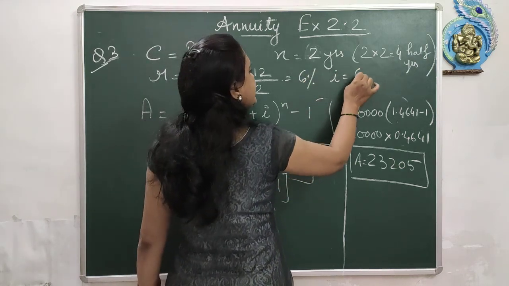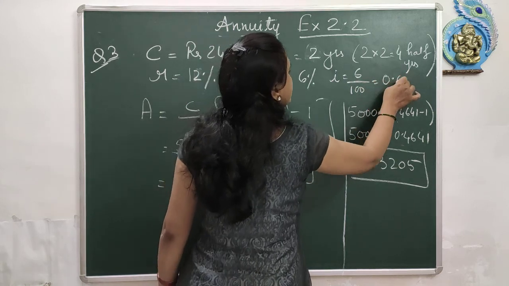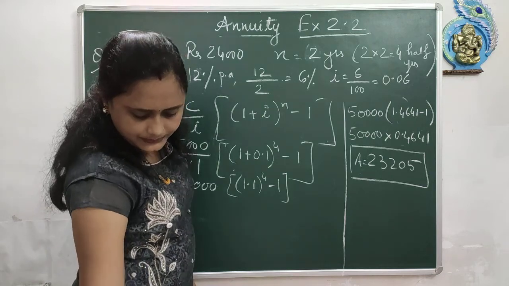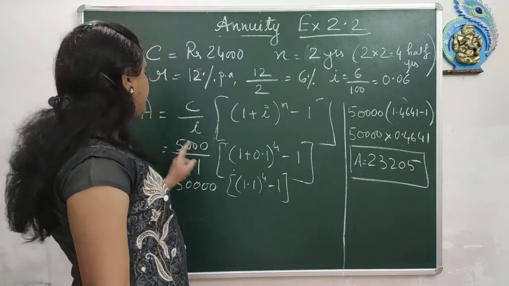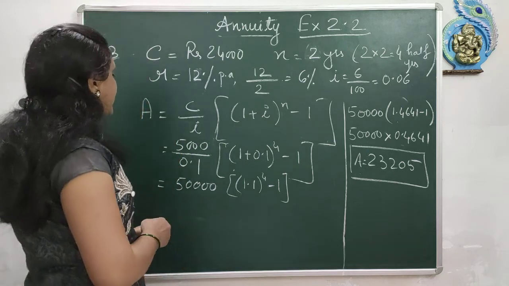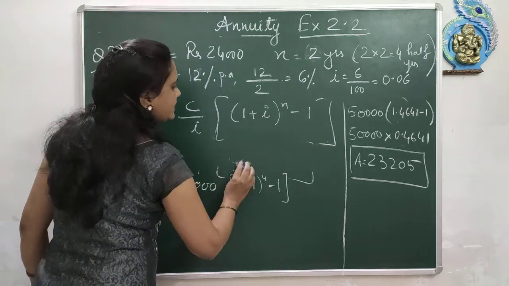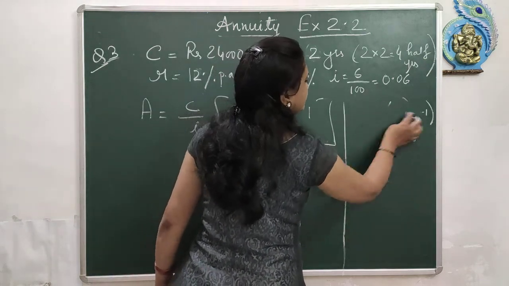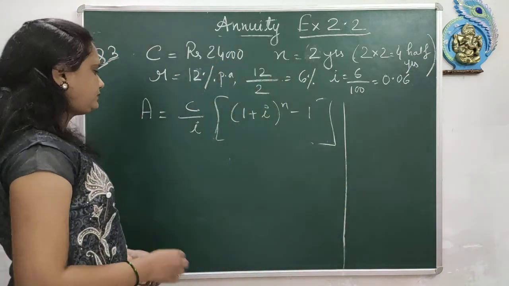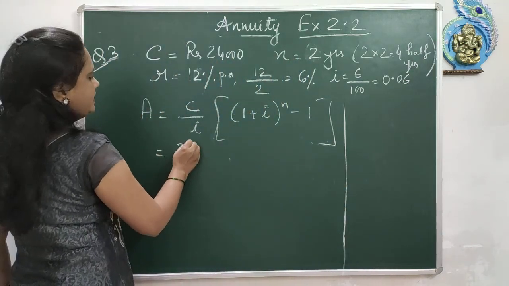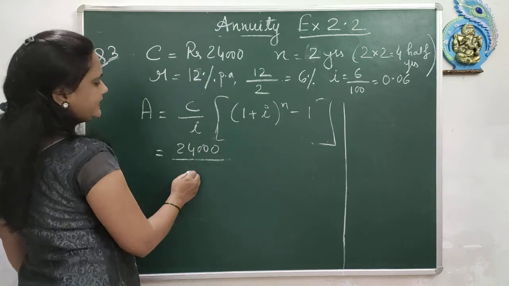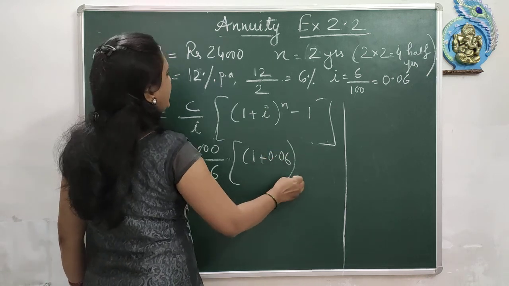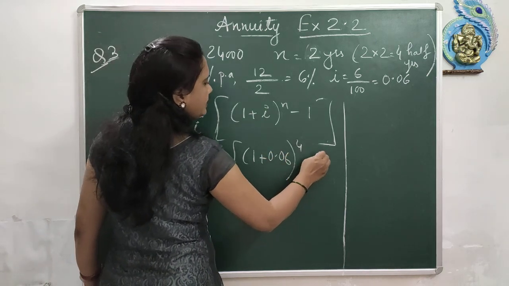So I will be 6 upon 100, that is 0.06. Now what you have to find again? Find the amount accumulated. That means again A you have to find. So the formula will be the same only. Now here only the values will be different. So C, that is 24,000 upon I, that is 0.06, 1 plus 0.06 to the power n. N means 4, minus 1.